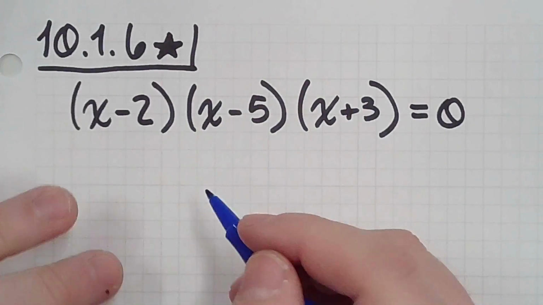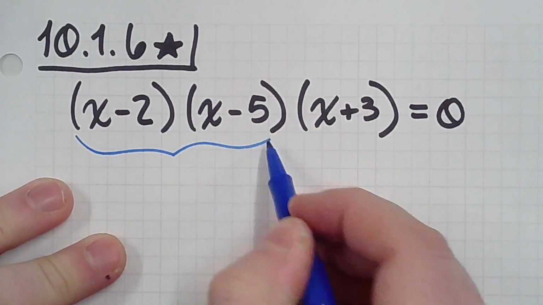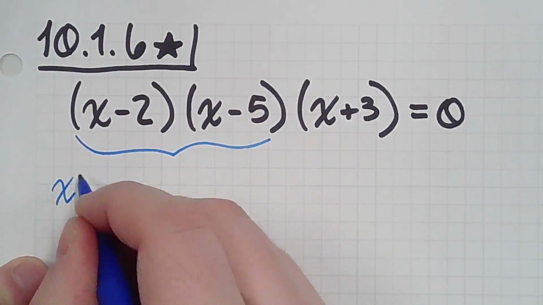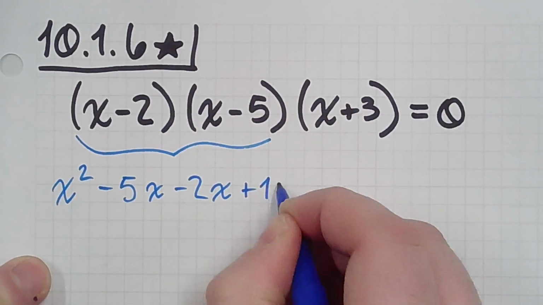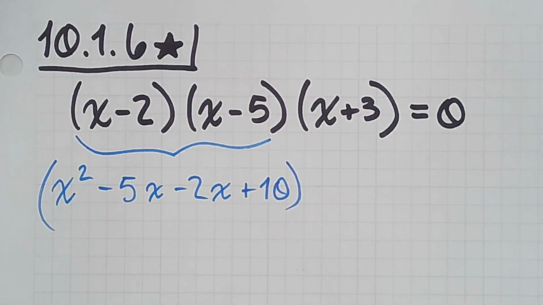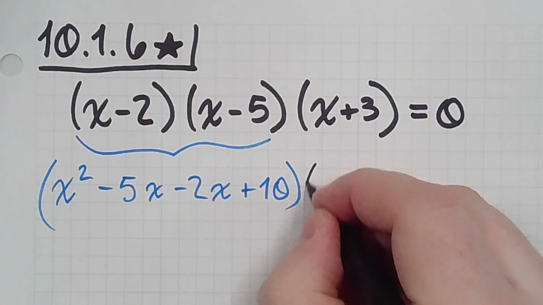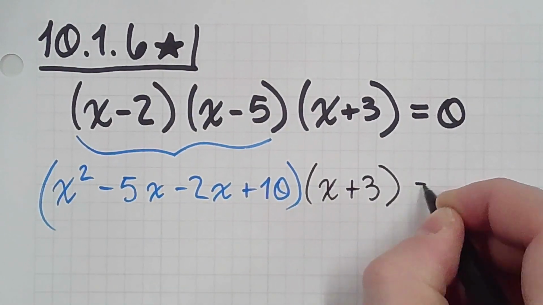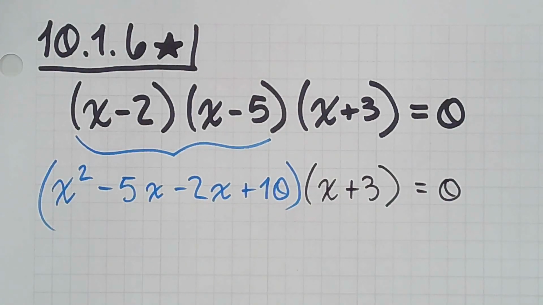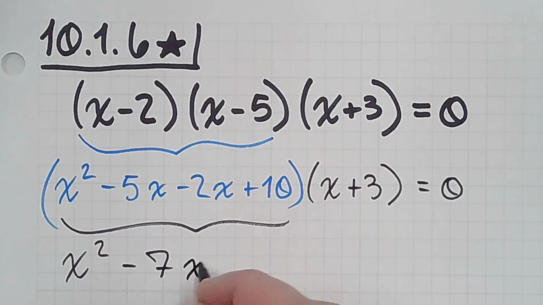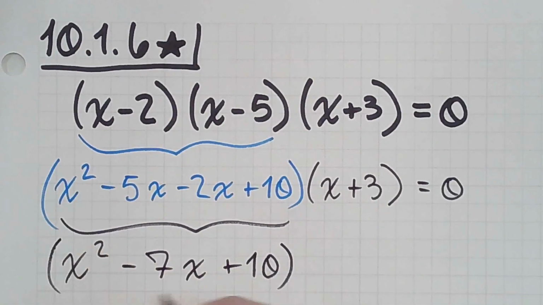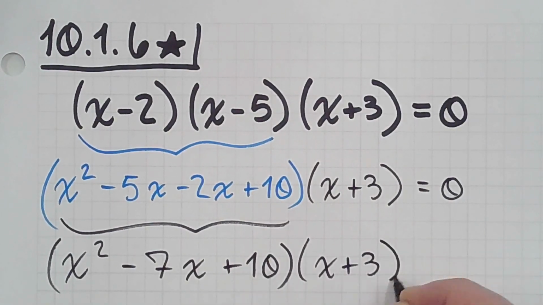I don't know. Let's use what we know to figure out what we don't know. Let's just pretend this is all the problem was. Well, we get x squared, we get -5x, we get -2x, and we get +10. I'd still have my x plus 3 over here. And they're all timesing, so I can do it in any order. It doesn't matter if I did these two, or those two. I just did the two that were next to each other. And this will simplify, right? We'll get x squared minus 7x plus 10. And it looks like we're timesing that by x plus 3.